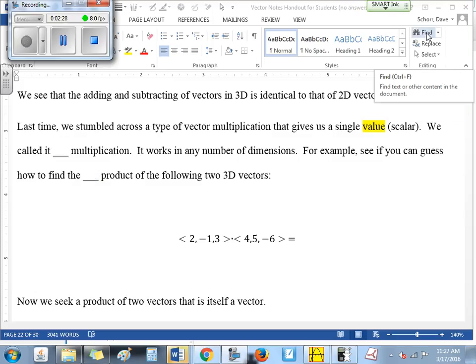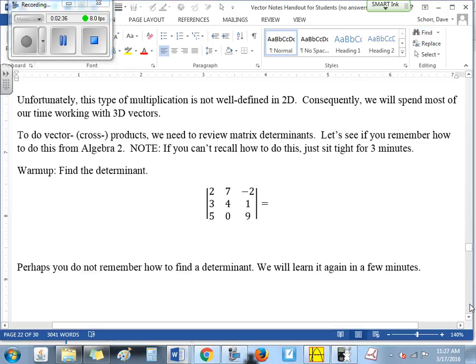But what if we wanted to create another type of multiplication that doesn't give us a number answer but gives us a vector answer? So we seek a product of two vectors that itself is a vector. This type of multiplication is not defined well in 2 dimensions. That's why I waited to teach it today, because we needed our 3D vectors in front of our face to really understand this properly. That's why everything was built, and now we can talk about this second type of multiplication, and it's going to be a lot more meaningful.